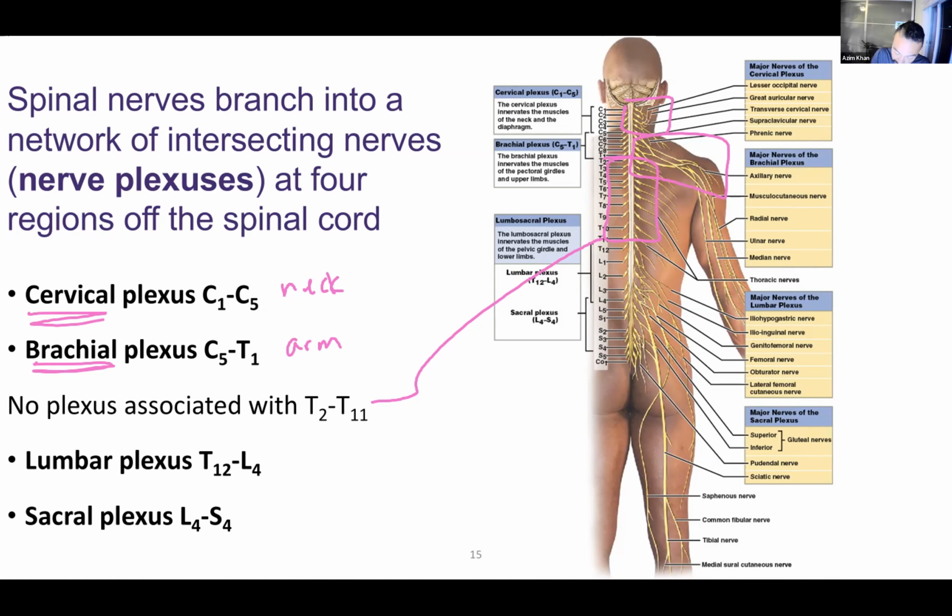There is another plexus lower down, the lumbar plexus. Lumbar plexus between T12 to L4. This is going to control parts of your leg or sense from parts of your leg, and then sacral also from parts of your leg, L4 to S4. Let's take a closer look at each of these plexuses and some of the major nerves that come from them.